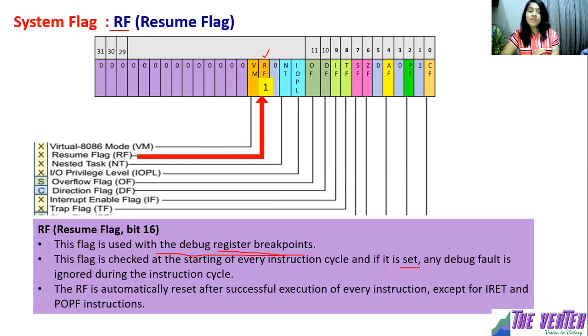If this flag is set, then the debug fault is ignored. That means if there is any debug fault in that instruction execution, then it will be ignored during the instruction cycle. And the RF is automatically reset after successful execution of that instruction. That means it will reset after execution of every instruction except IRET and POPF instructions.